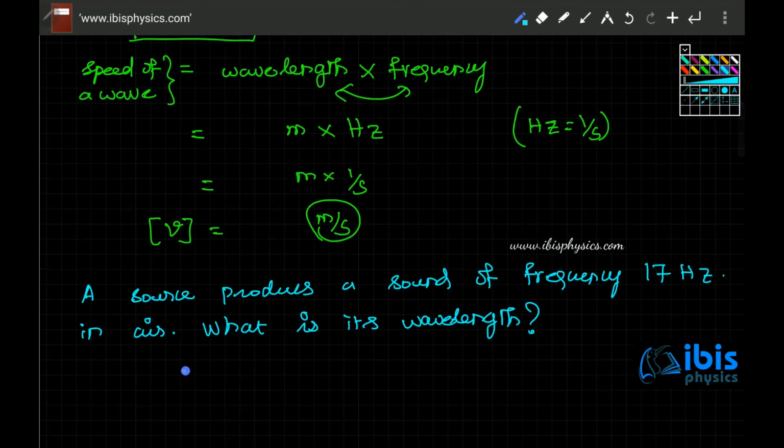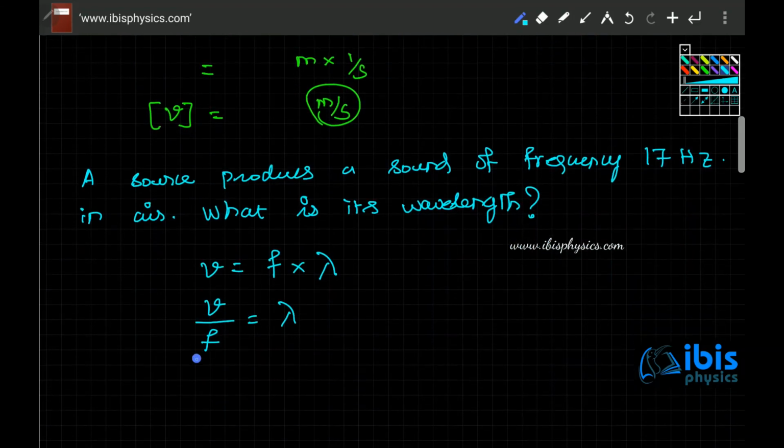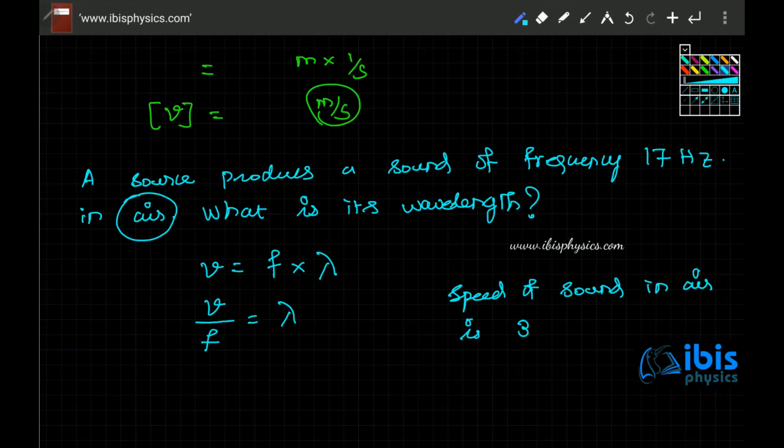We know that velocity, or you can even call it speed, is equal to the product of frequency and wavelength. What is asked? Wavelength is asked. Keep wavelength here and bring frequency to this side. When you bring frequency to this side, the frequency comes to the denominator. So speed by frequency is equal to wavelength. They said it is produced at this frequency in air. The speed of sound in air is 330 to 340 meter per second. If no value is given, just take 340 meter per second.